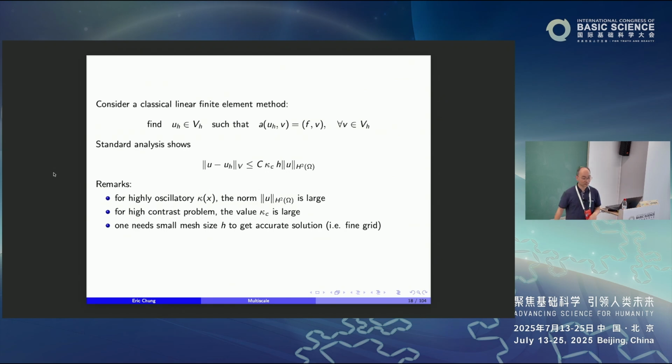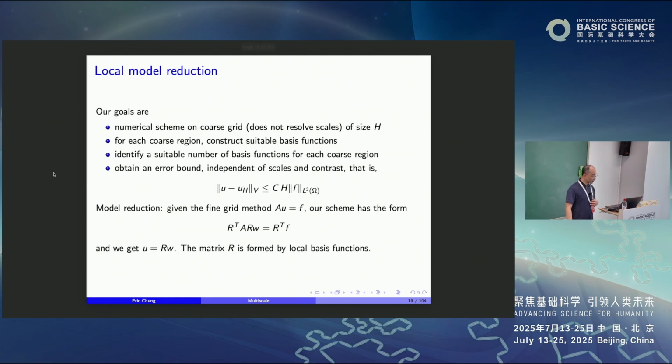And of course, this means that the classical method may not work in this case because you need a lot of unknowns. So that's why we want to construct a way to construct reduced models.